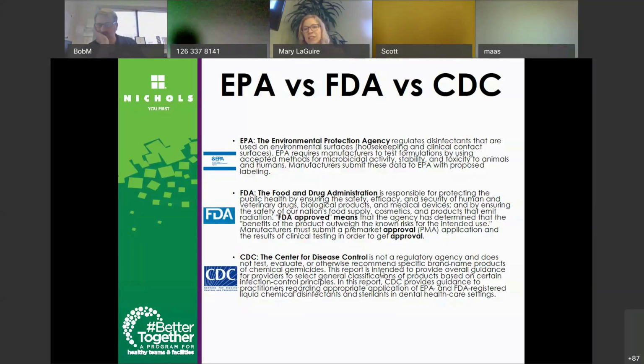And then the CDC, we also get a lot of information with everything going on with COVID-19 from them. They're not a regulatory agency. They don't test, evaluate, or otherwise recommend specific brand name products, but they're intended to provide overall guidance on select general classifications of products based on certain infection control principles.